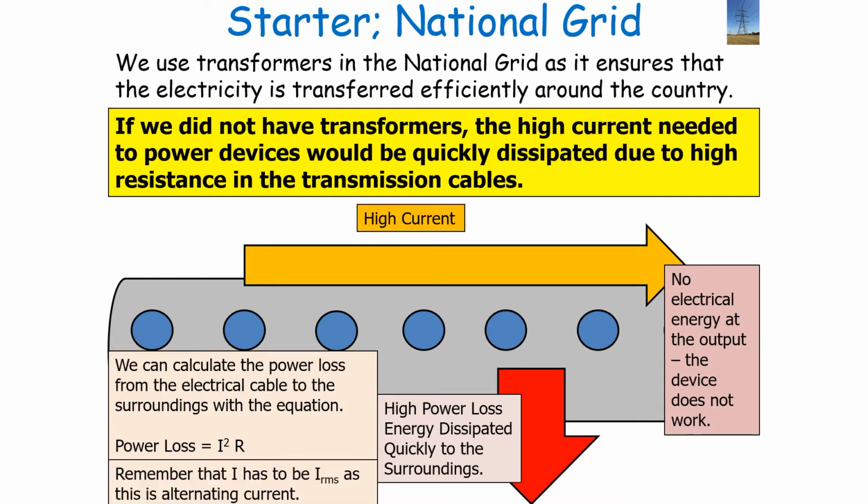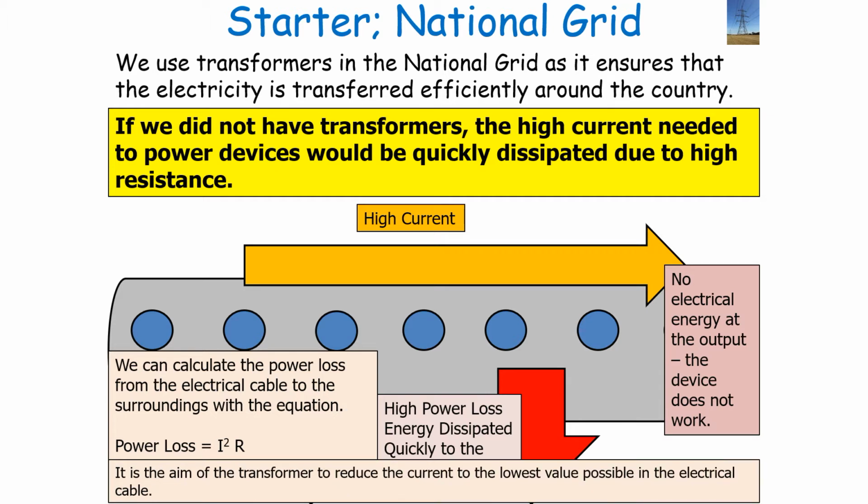But remember, in this particular equation, I has to be I RMS, as it's an alternating current going through the transmission cables. So this shows us that a high current will dissipate a large power from the cable, and a low current will dissipate little power from the cable. So it's the aim of the transformer to reduce the current to the lowest possible value in the electrical cable.